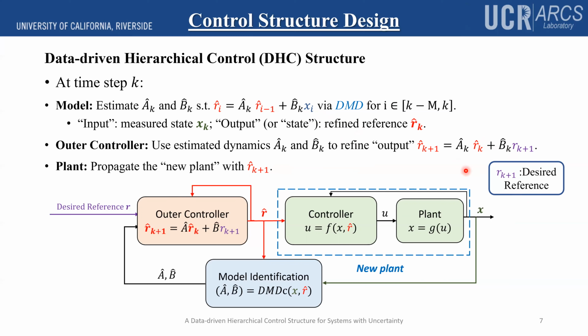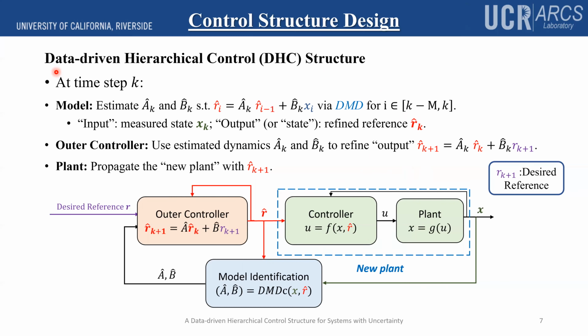Overall, this structure enjoys two advantages. Firstly, we only refine the reference given to the robot without rewriting the low-level controller, so it is easy to implement on a real robot. Secondly, at each time step K, we only need a limited number of measurements to do modeling and control, so it saves time and space to work in real time. That's a short overview of the structure.